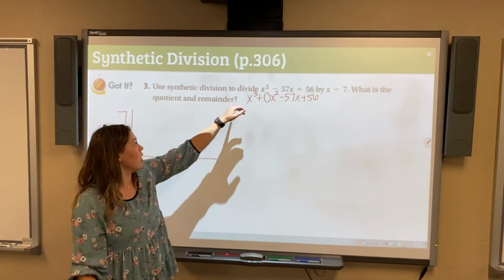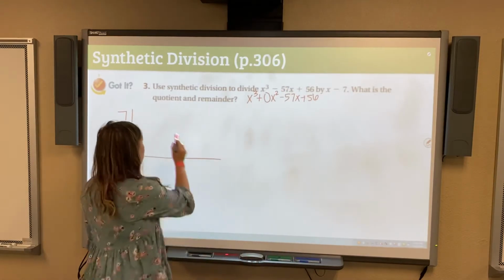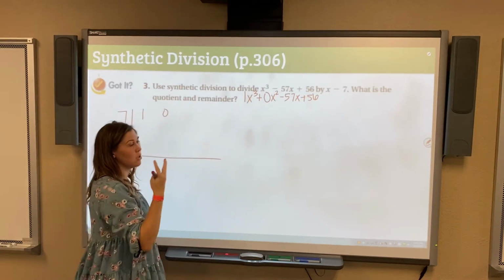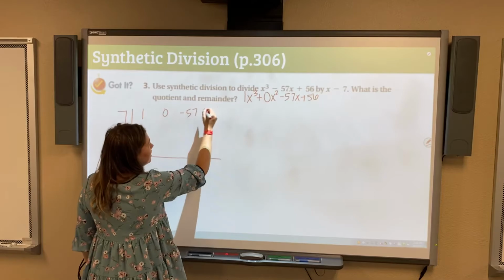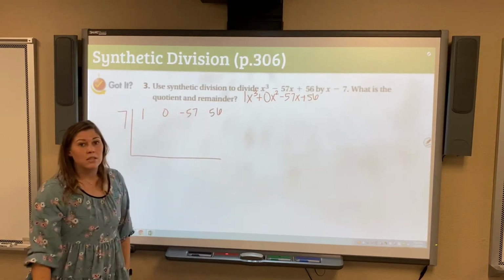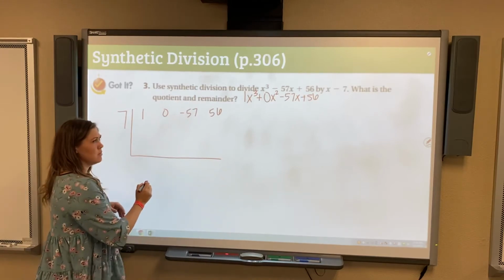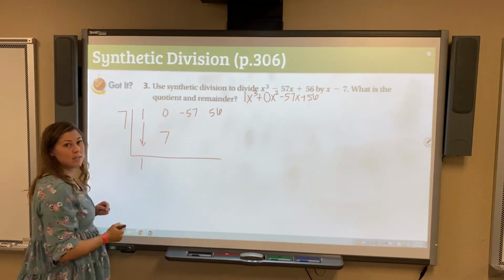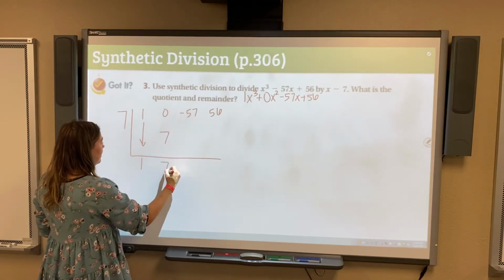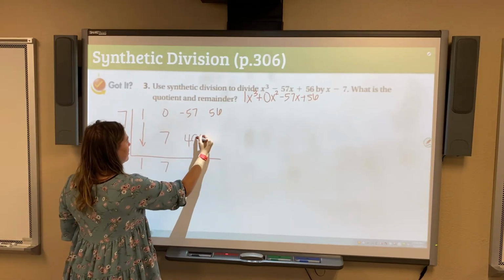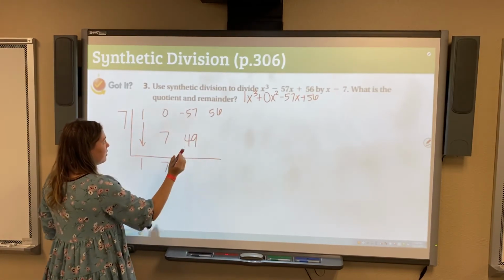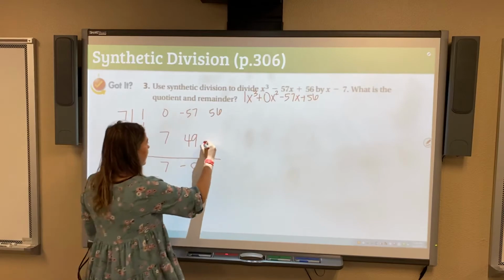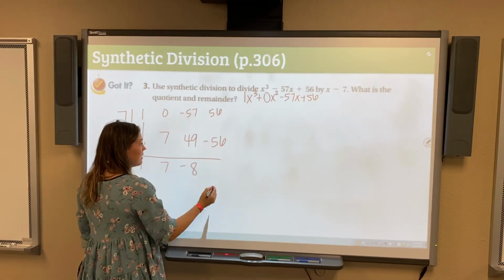Now we're going to take our coefficients and put them at the top here. So we have our invisible 1, we have a 0. If you forget that 0, then you're going to mess up. Then we have a negative 57, and then a 56. Take our 1, bring it down. 7 times 1 is 7. Now we add: 0 plus 7 is 7. 7 times 7 is 49. Negative 57 plus 49 is negative 8. 7 times negative 8 is negative 56. 56 plus negative 56 is 0.